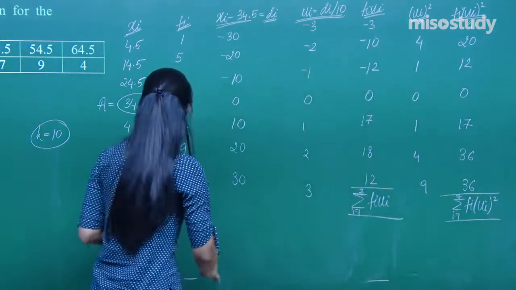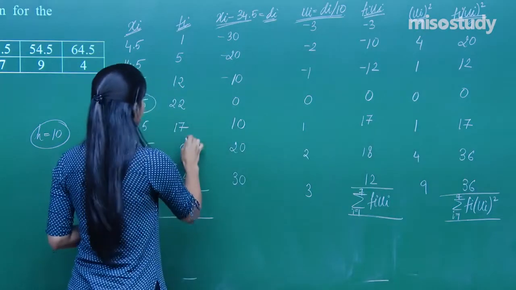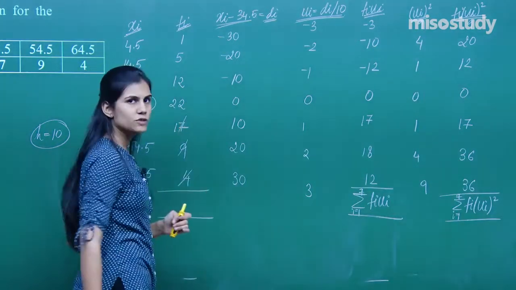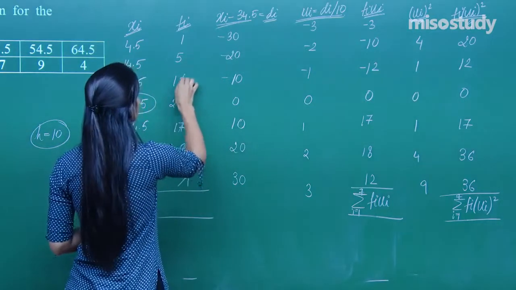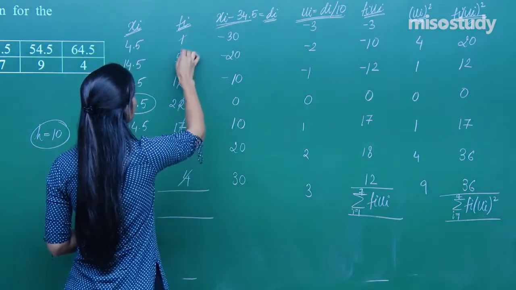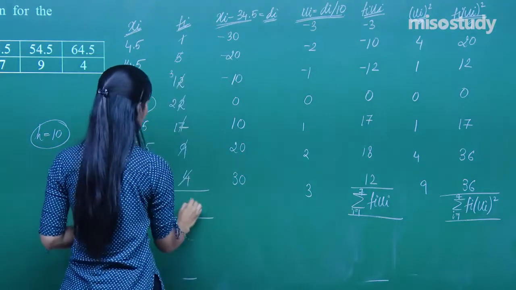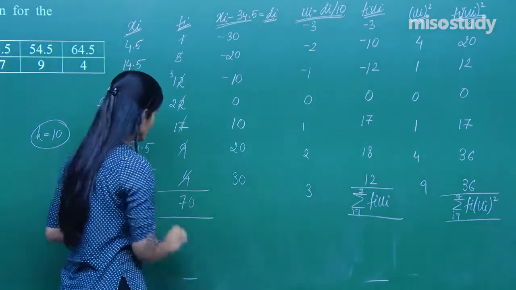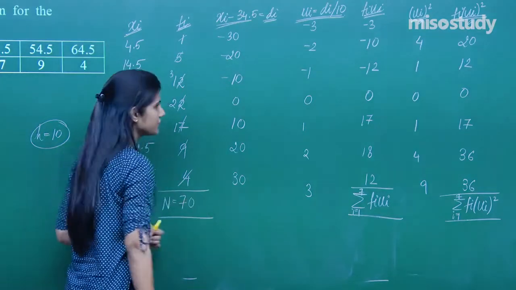Let's evaluate capital N. 9 plus 4, 13. 13 and 7 gives you 20. This is 22, 24. 25 and 5 gives you 30. You get 3 plus 1, 4, 5, 6 and 7, 70. So your capital N is actually coming out to be 70.